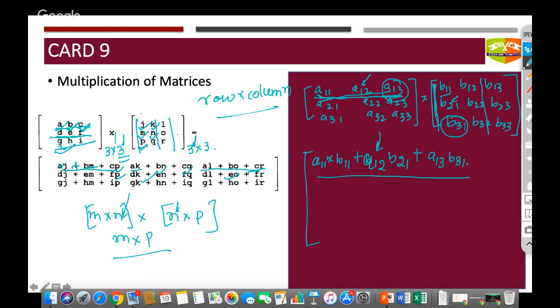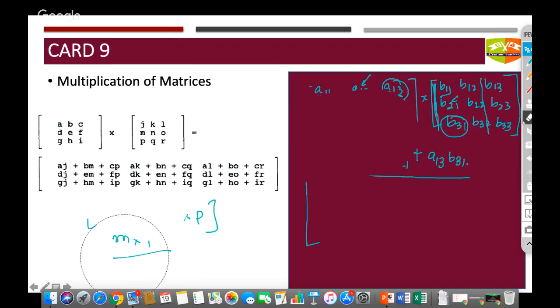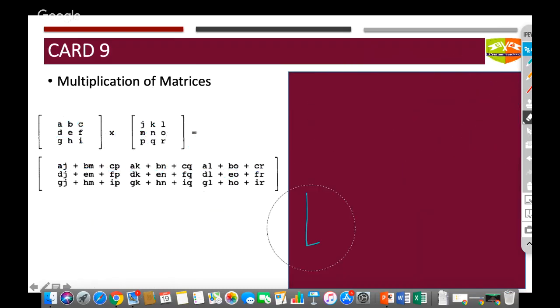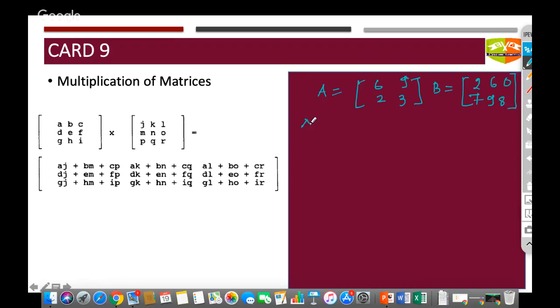So let me take a multiplication example and solve it for you guys. Suppose A is 6923 and B is 260798. So if I have to multiply A into B, how will I do it?